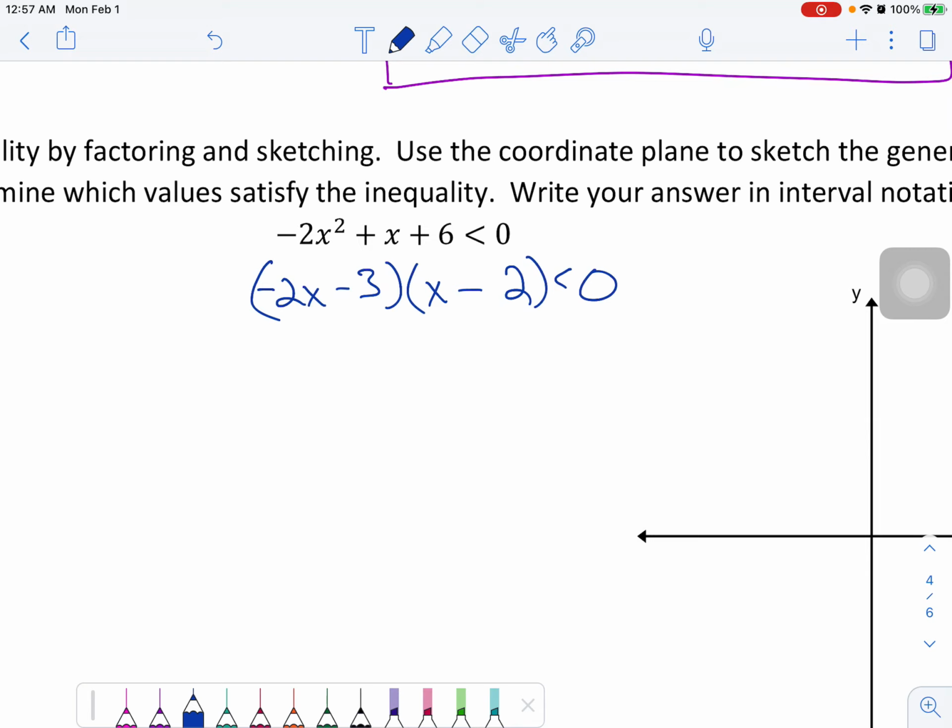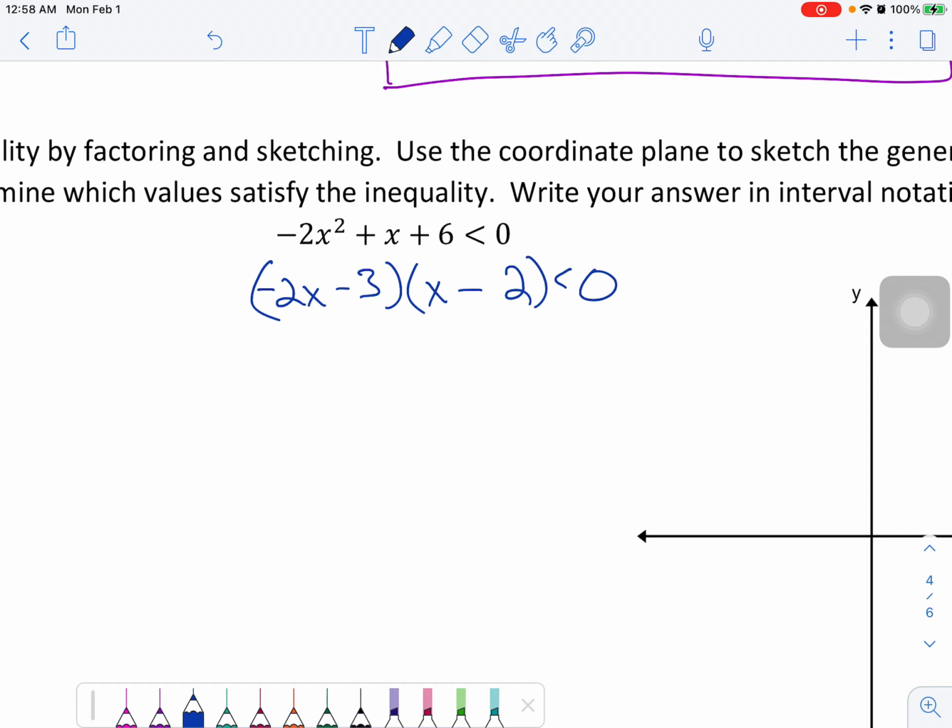Negative. Does that work? Let's see. Negative 2x times x is negative 2x squared. Negative 2 times negative 2 is positive 4. Negative 3, that would get me 0. Yeah, that works. Okay, so I've got it in factored form.